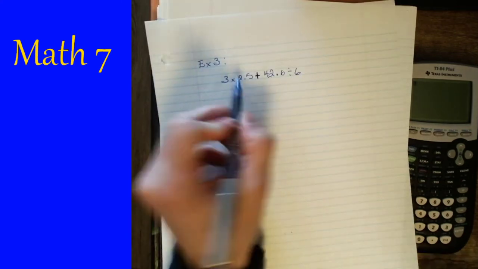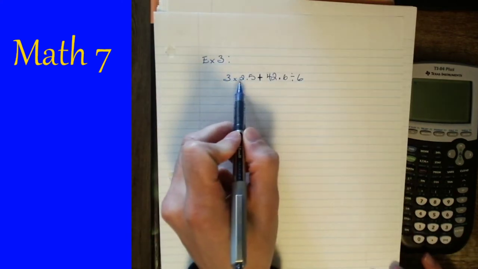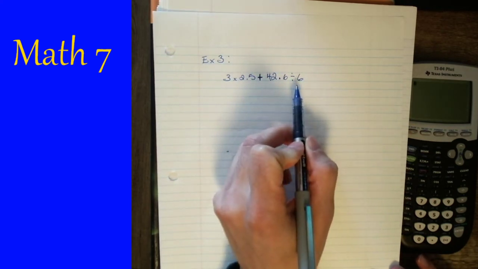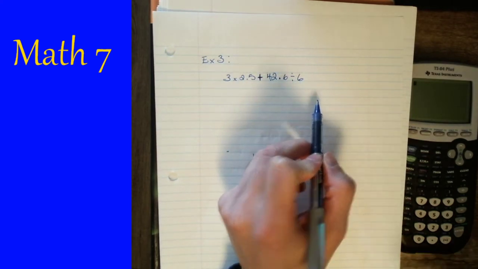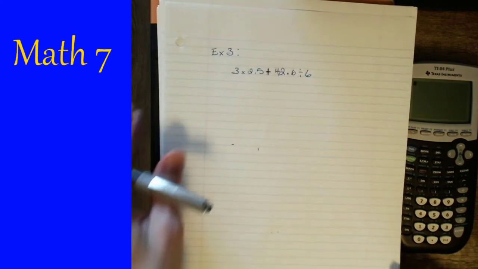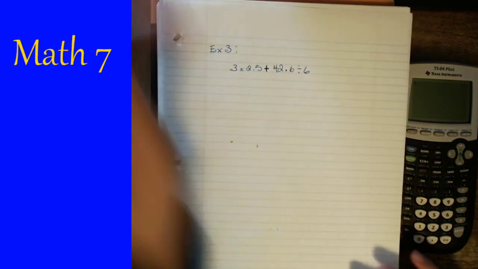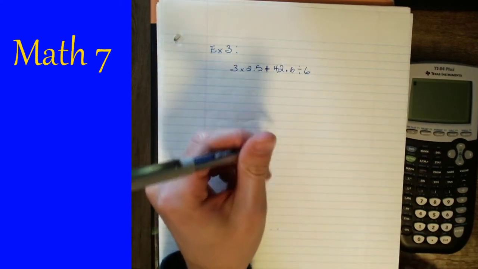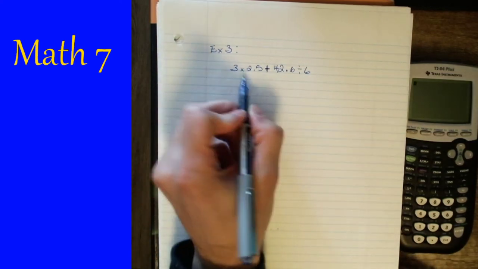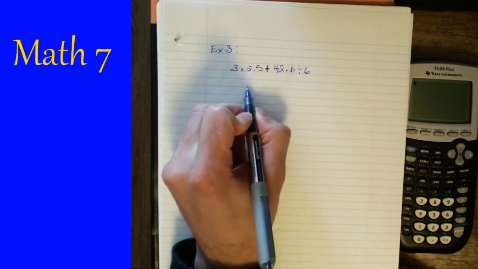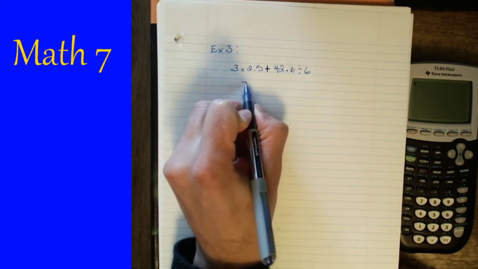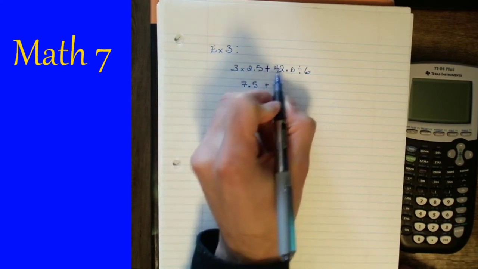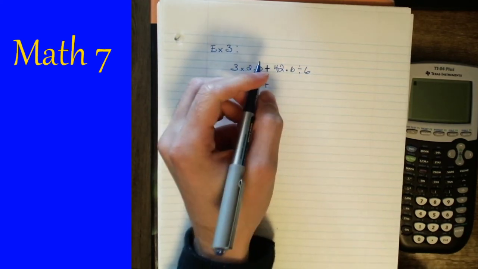I'm going to have two numbers. I'm going to have whatever 3 times 2.5 is, and I'm going to add it to whatever 42.6 divided by 6 is. And that's just how I see how this works, and I think explaining that might help. So 3 times 2.5, you get 7.5, plus 42.6 divided by 6.